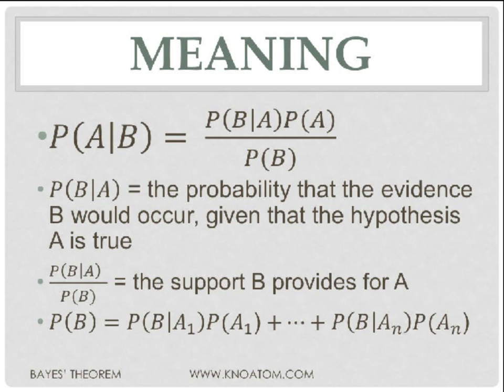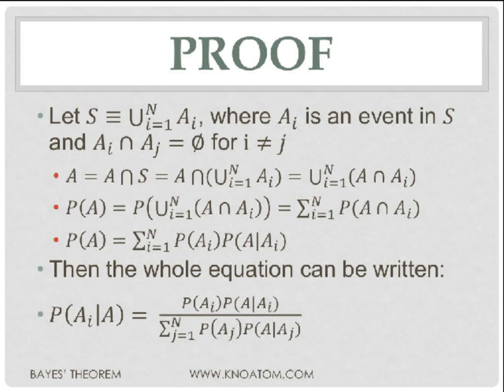To prove that the probability of B, or the probability of the evidence, is equal to the probability of B given hypothesis 1 is true, times the probability of hypothesis 1, plus the same for hypothesis 2, and so on, we first say that S is equal to the union of all A_i, where A_i is an event in S, and no two events share elements, which is what the second part of the top line means. Then we can say that A equals a union of A and S, and we know that S is a union of all A_i. And from there, we can move the iterative union outside and say that A equals a union from i equals 1 to n of the intersection of A and A_i.